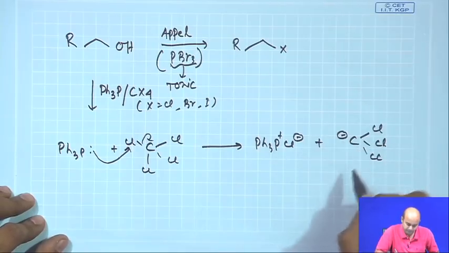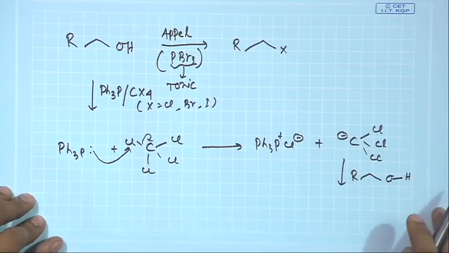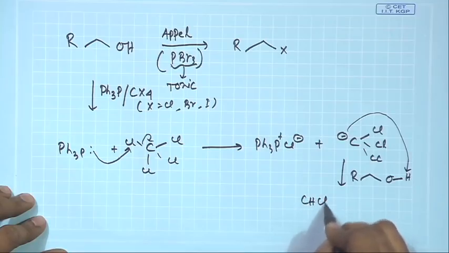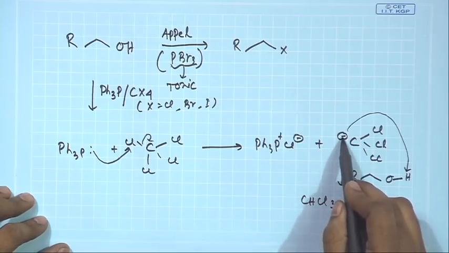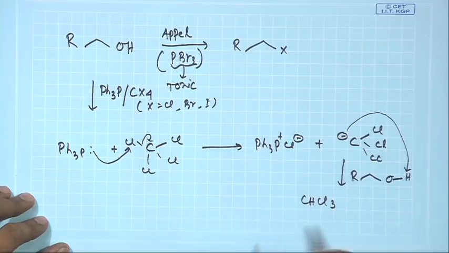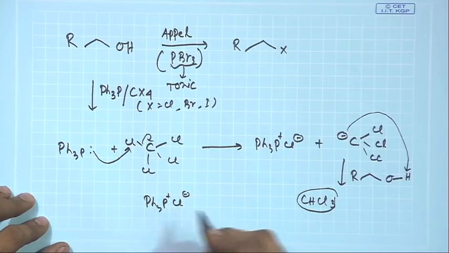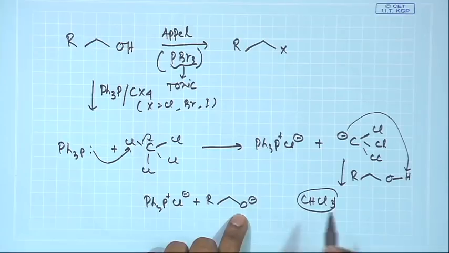Now, this CCl3 minus then tries to abstract the acidic hydrogen from this alcohol to become chloroform. In the whole process, this CCl3 minus becomes CHCl3, chloroform. Then you have this Ph3P plus Cl minus in the reaction mixture, and you also have RCH2O minus, because this alcohol has donated its hydrogen to CCl3 minus to become CHCl3. That was the main thing.